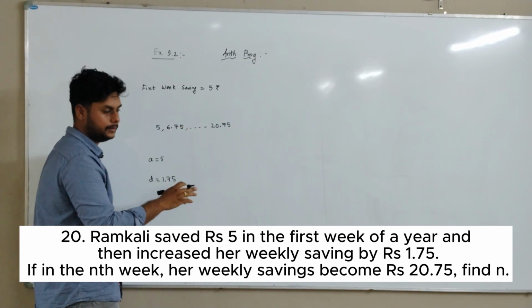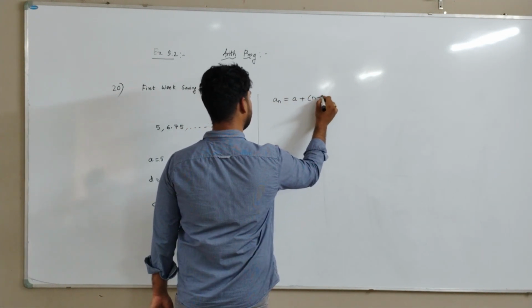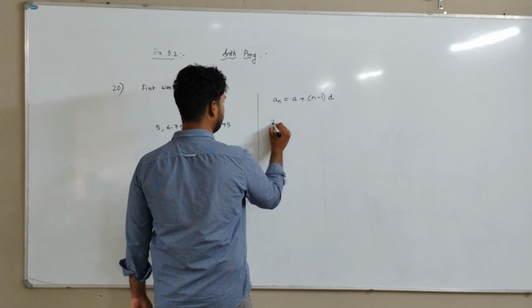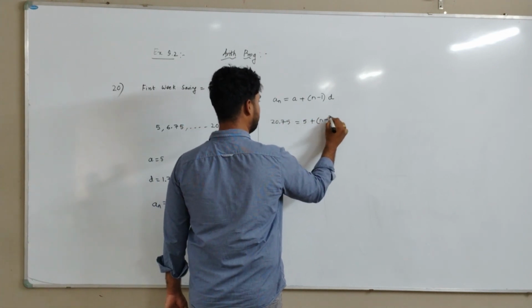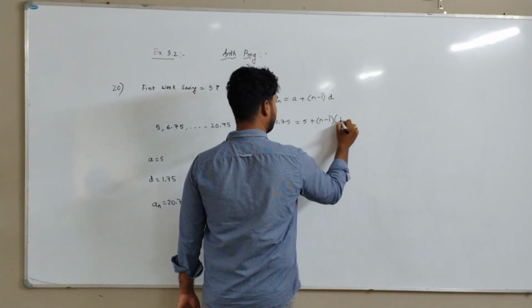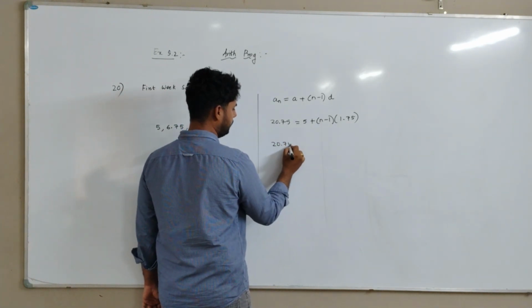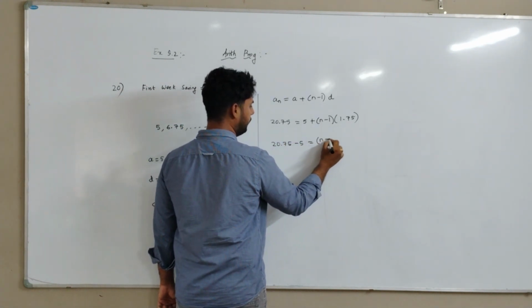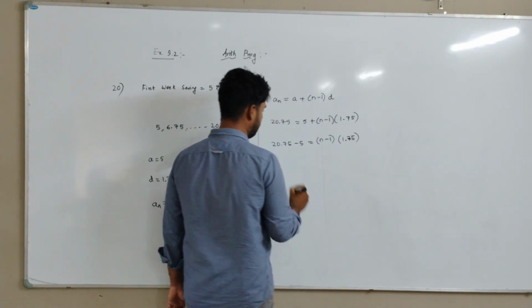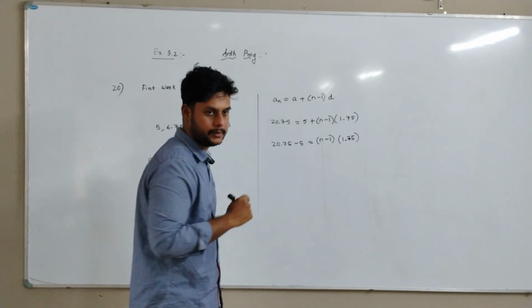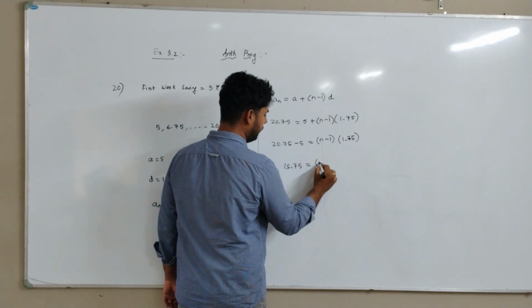At which week? Okay. So an is equal to a plus n minus 1 into d. An is 20.75, a is 5, plus n minus 1 into d, which is 1.75. So 20.75 minus 5 is equal to n minus 1 into 1.75. 20.75 minus 5 is 15.75. So 15.75 is equal to n minus 1, into 1.75.